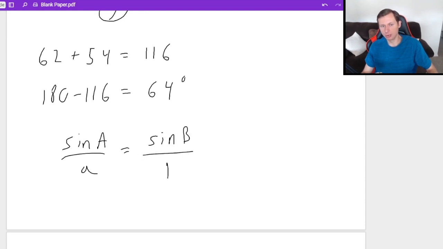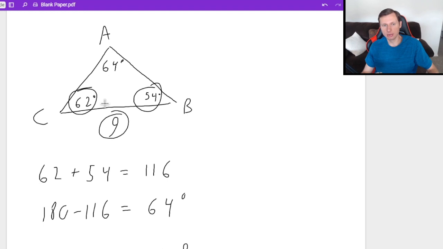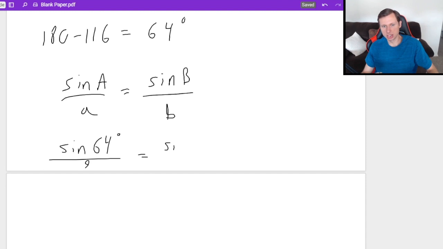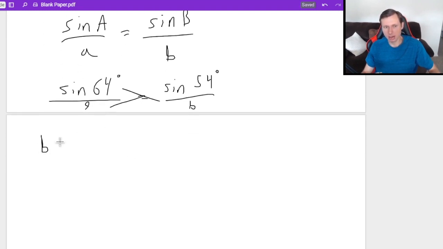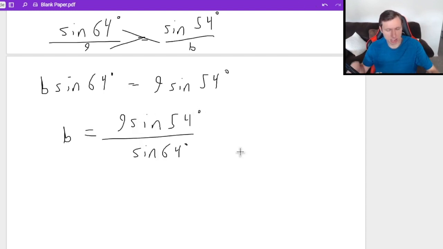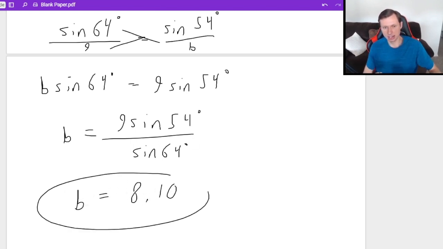So it's sine of A over A equals, we'll do B first. So sine B over B. So I'm saying sine of 64 degrees divided by 9 equals the sine of 54 degrees for B divided by side B, which is what we're solving for. Cross multiply. B times the sine of 64 degrees equals 9 times the sine of 54 degrees. And then you just divide both sides by the sine of 64 degrees. And let's see what we get here. And we'll get an answer of B equals 8.10. And there's that side length. And then just one more to go.